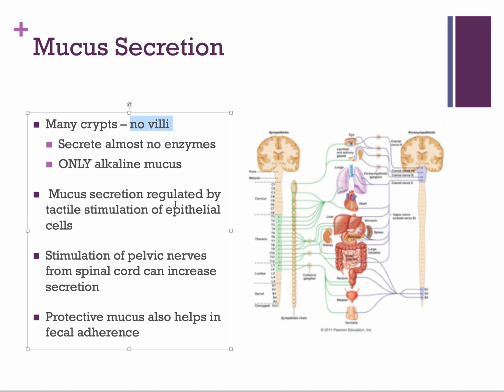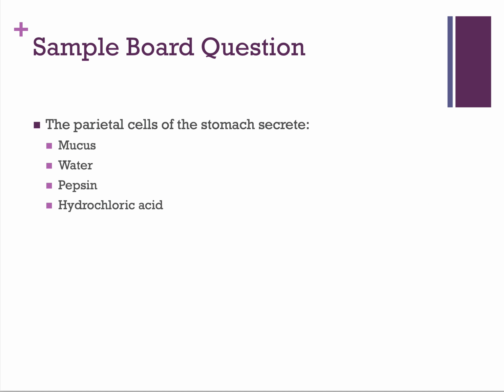And that mucus is created mainly by tactile stimulation. There's something in the colon, so the colon makes mucus. If you stimulate the pelvic nerve, so S2, 3, 4, going to the colon, you can also stimulate increased secretion. And this is mainly a protective mucus so that fecal adherence can occur, and also transit occurs in a nice way. And that's the very end. Oh my goodness, we're done.